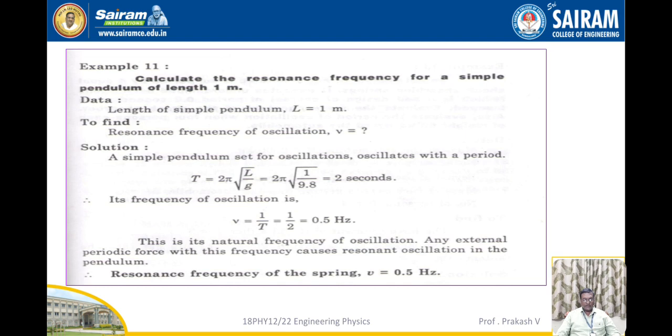Its frequency of oscillation is given by mu is equal to 1 by T, that is equal to 1 by 2, so that is equal to 0.5 Hertz. So this is its natural frequency of oscillation. Any external periodic force with this frequency causes resonant oscillation in the pendulum. Therefore, resonance frequency of the pendulum is given by mu is equal to 0.5 Hertz.